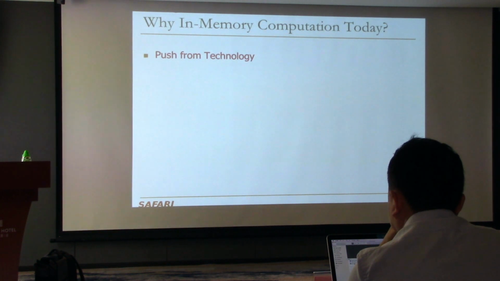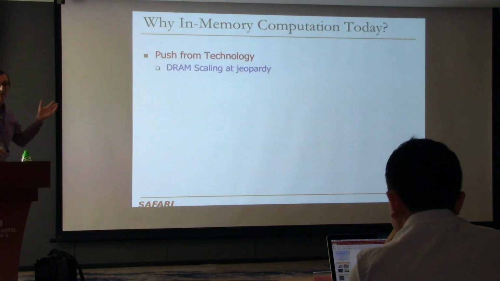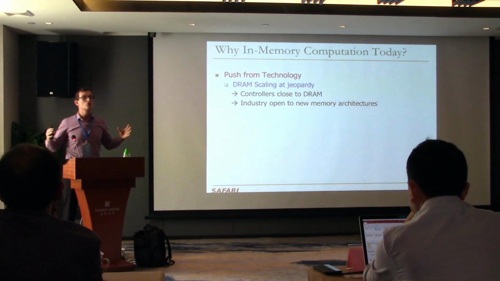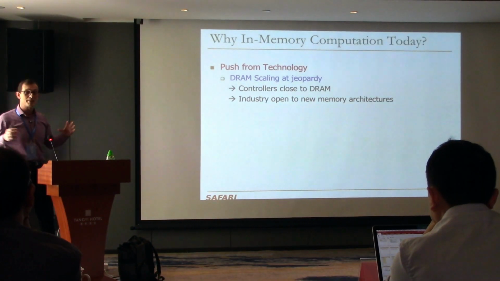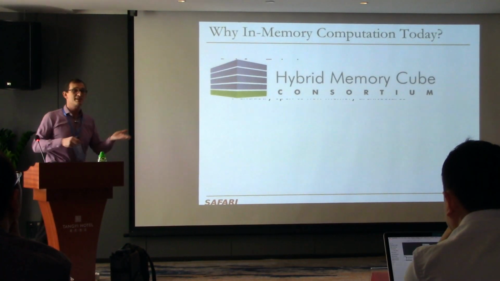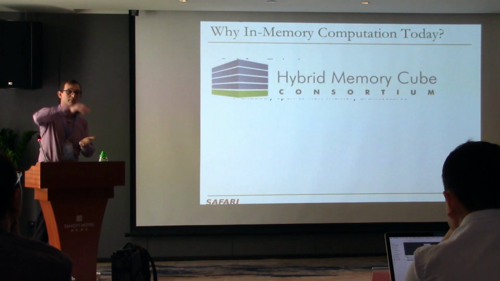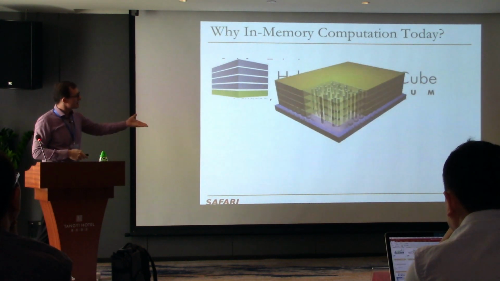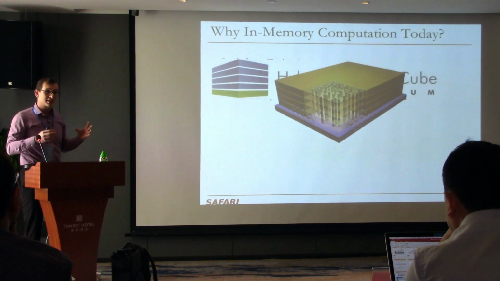Basically, we are having a lot of problems with the technology that we design memory systems with. And it's DRAM today. And DRAM scaling is having a lot of problems. I'm going to give you examples of this. As a result, industry is very much open to new memory architectures. Controllers are being put close to DRAM. And industry is designing architectures that look like this, 3D stack. Basically, you have a logic layer underneath memory layers. And you can actually do computation inside the logic layer. This is an example. Actually, monolithic 3D architectures are under development.